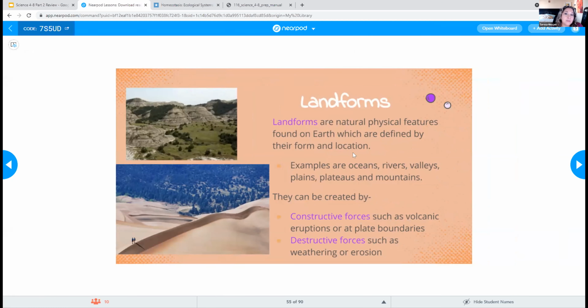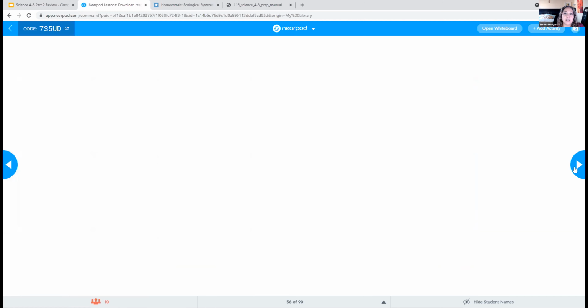Okay, so when we talk about landforms, they are just natural physical features that are found on Earth, and they're described typically by what they look like and where they're found. So examples would be oceans, rivers, valleys, plains, plateaus, mountains, right? Those are all landforms. And again, they're created by constructive forces such as volcanoes or tectonic plate activity, or destructive forces such as weathering or erosion. Okay, so all of those things are what's going to form what's on the surface of the planet.